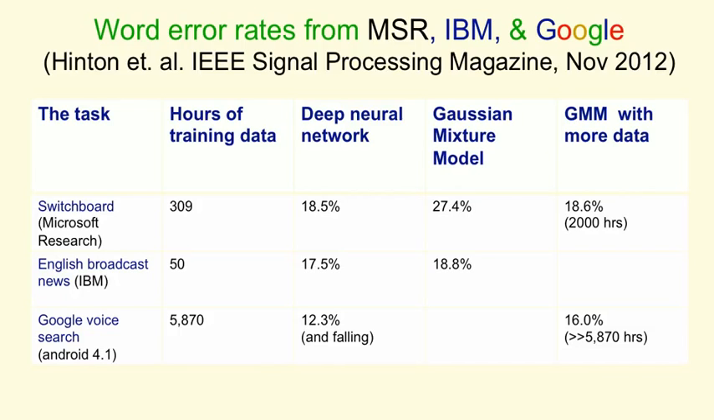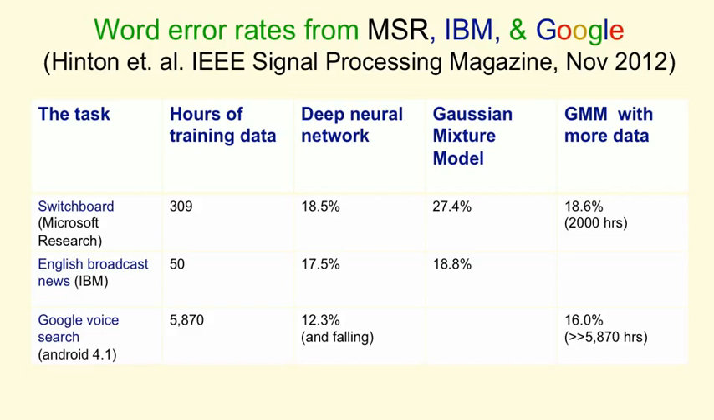IBM, which has the best system for one of the standard speech recognition tasks for large vocabulary speech recognition, showed that even its very highly tuned system that was getting 18.8% can be beaten by one of these deep neural networks. And Google fairly recently trained a deep neural network on a large amount of speech, 5,800 hours.